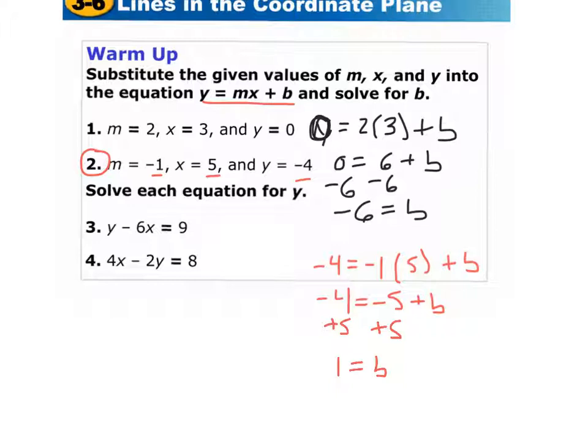Now let's look at number 3. Solve each equation for y. Nicole, how do we solve for y? How do we get y all by itself? Add 6x to both sides. So we get y is equal to 9 plus 6x. That's all we do.